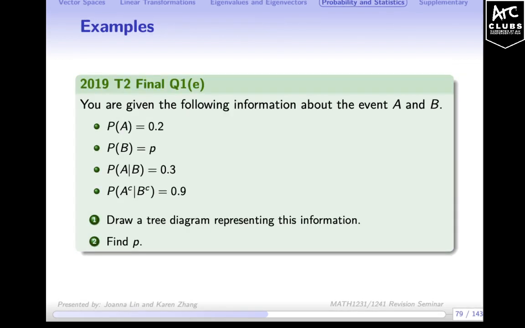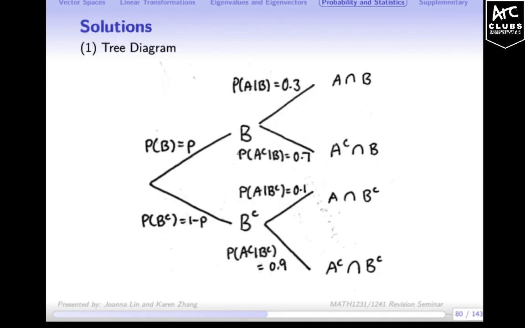We're going through an example now. This one was from last year's paper, and it's essentially just drawing a tree diagram. So you're given this information about A and B, right? Let's give you a second to note that down. And this is a very dodgy tree diagram, I'm so sorry for this, but this is essentially what the tree diagram looks like. So the probability of B occurring is P, so the complement is 1 minus P, and I've just labeled all the branches down here and the outcomes on the side.